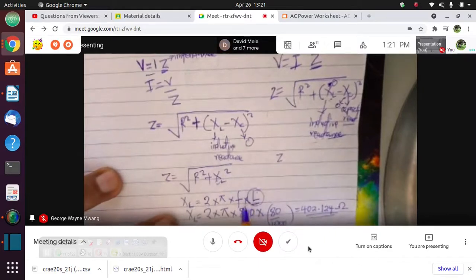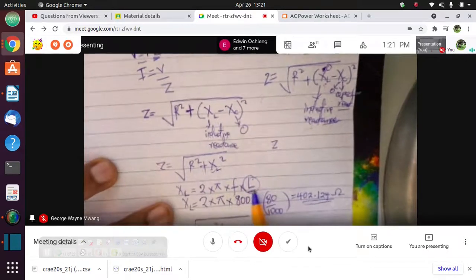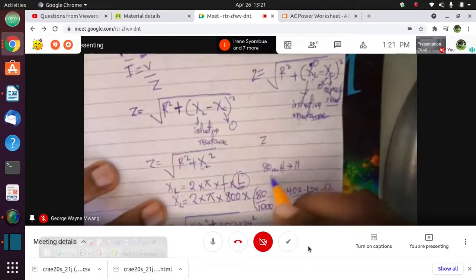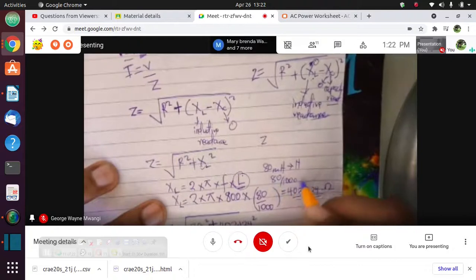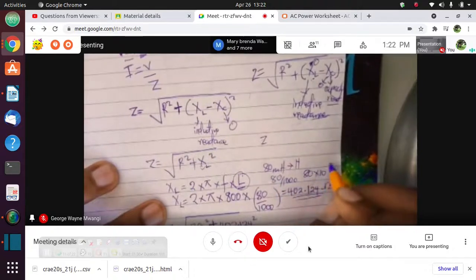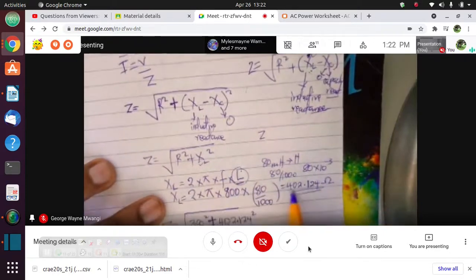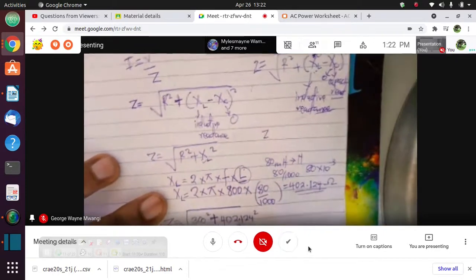We said that the frequency was given as 800. The inductor value was given as 80 millihenry, and we have to convert it to Henry. So how do we convert 80 millihenry to Henry? It is 80 divided by 1000, or 80 times 10 raised to power negative 3. They mean the same thing. We find that the value of our inductive reactance is 402.124.